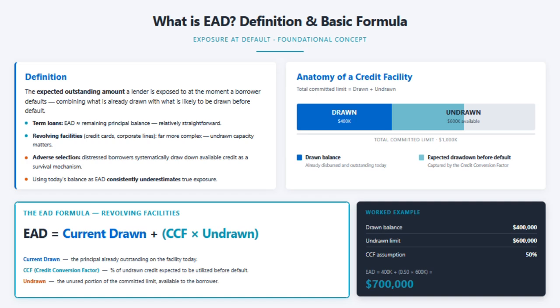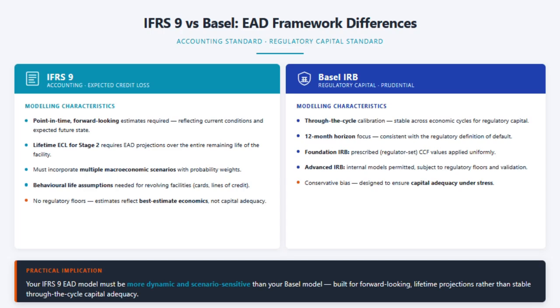Borrowers approaching financial distress don't behave randomly. They systematically draw down the available credit as a survival mechanism. And this is called the adverse selection behavior. And it's why simply using today's balance as EAD will consistently underestimate your true exposure.